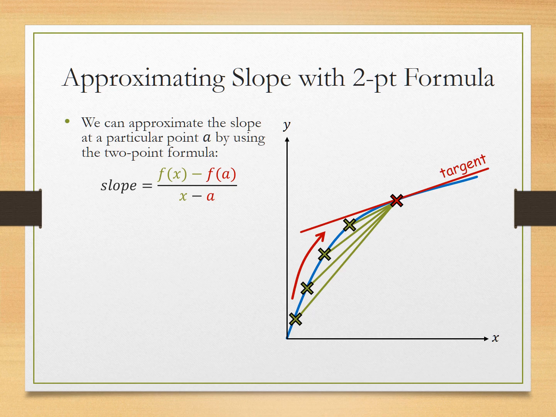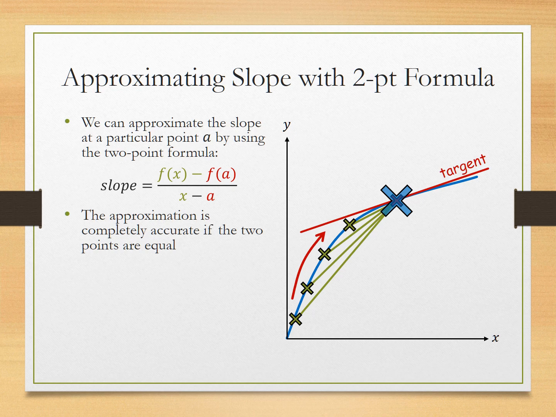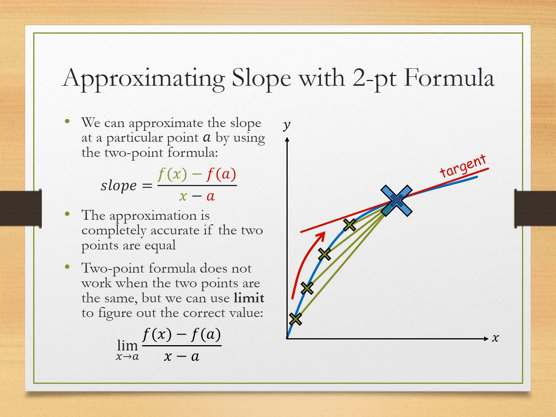You can improve the approximation by moving closer and closer to the point you're interested in, and the approximation is completely accurate if the 2 points are identical. So if you use the two-point formula with the same point, then it's supposed to give you a completely accurate estimation, except the two-point formula does not work when you have 2 points that are the same. Right?